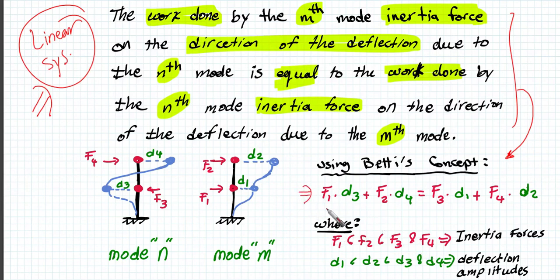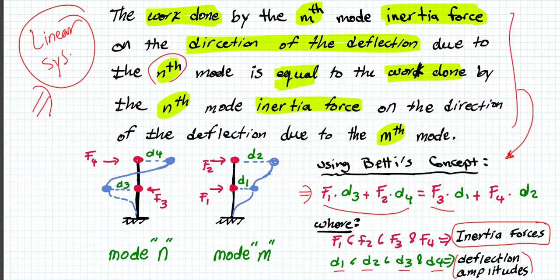Remember that this is the work done by the mth mode inertia force in the direction of the deflection due to the nth mode, and it is equal to the opposite, which is the work done by the nth mode inertia force in the direction of the deflection due to the mth mode, where F1, F2, F3, and F4 are inertia forces. They are the forces that are going to be induced in every mode in order to displace it. And D1, D2, D3, and D4 are deflection amplitudes.